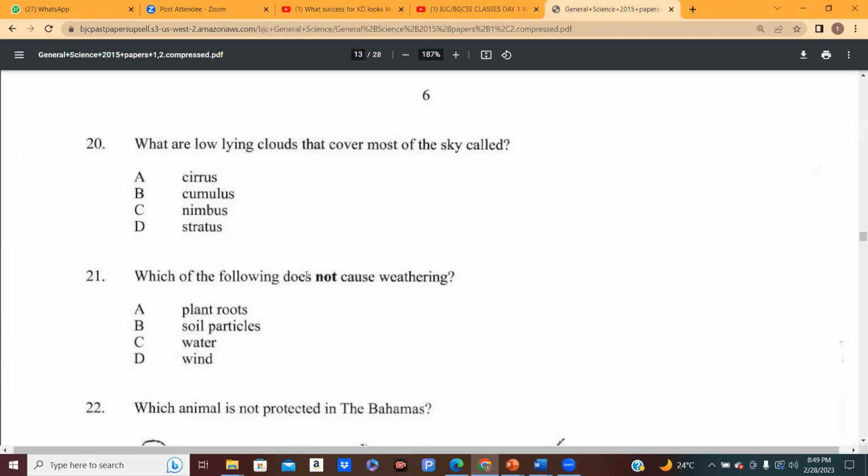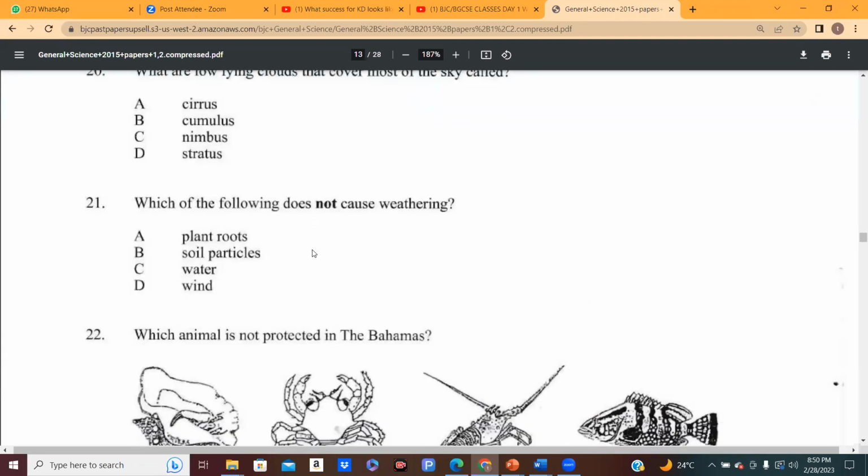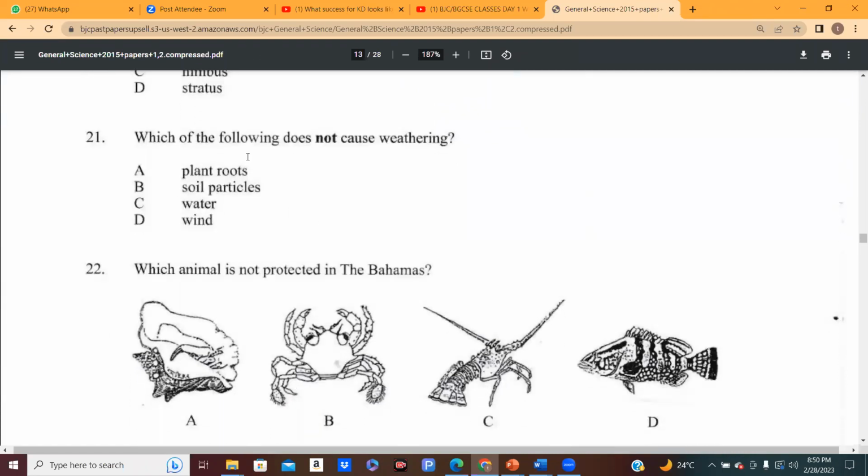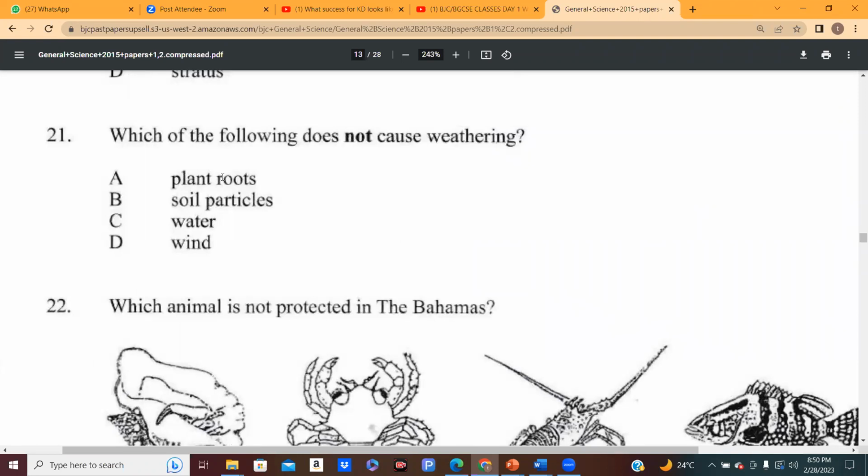Anyone want to help her? What's the correct answer for this one? Low-lying clouds that cover most of the sky. Anyone could help? Is it stratus? Yes, stratus. D, stratus. All right, Serenity, get number 21 again. Which of the following does not cause weathering? Plant roots, soil particles, water, or wind.